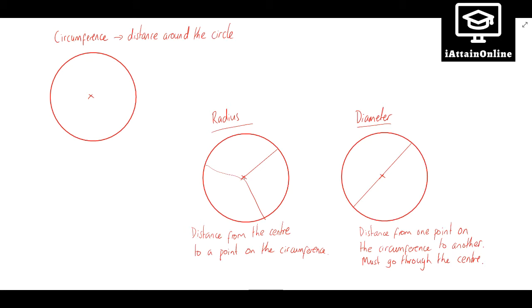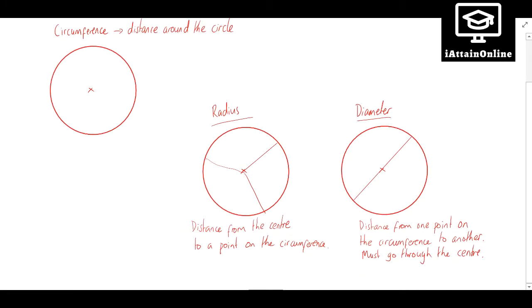The diameter goes from one point on the circumference to another point, but it must go through the centre. If it doesn't go through the centre, it's not a diameter, it's what we call a chord. Okay, so there is quite an important relationship between the radius and the diameter, because you can imagine if I draw a radius on this second diagram from one point on the circumference to the centre, and then I did that again the other side, you can see that the diameter is the same as 2 radii.